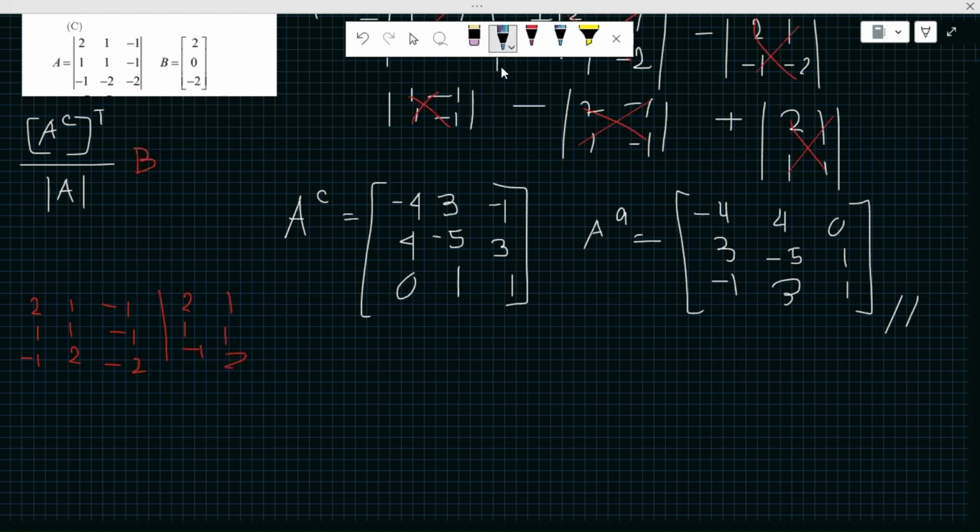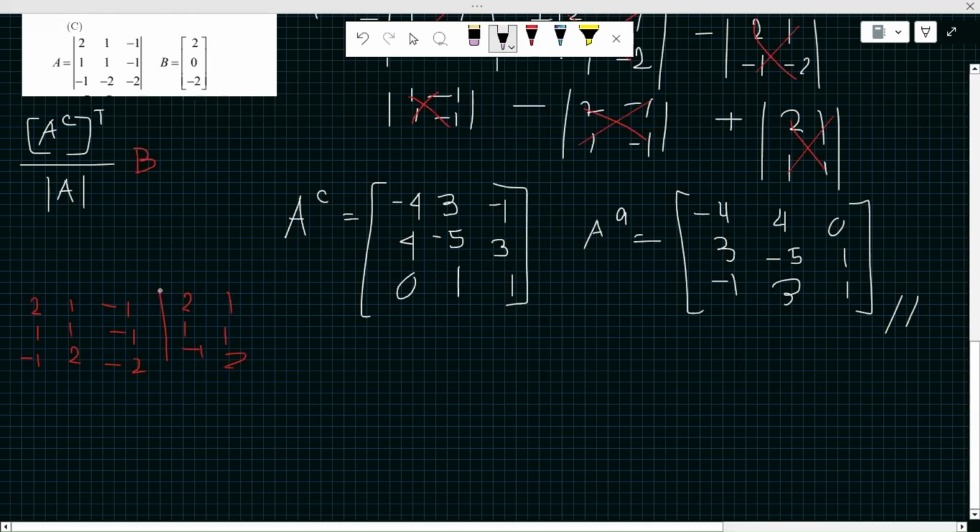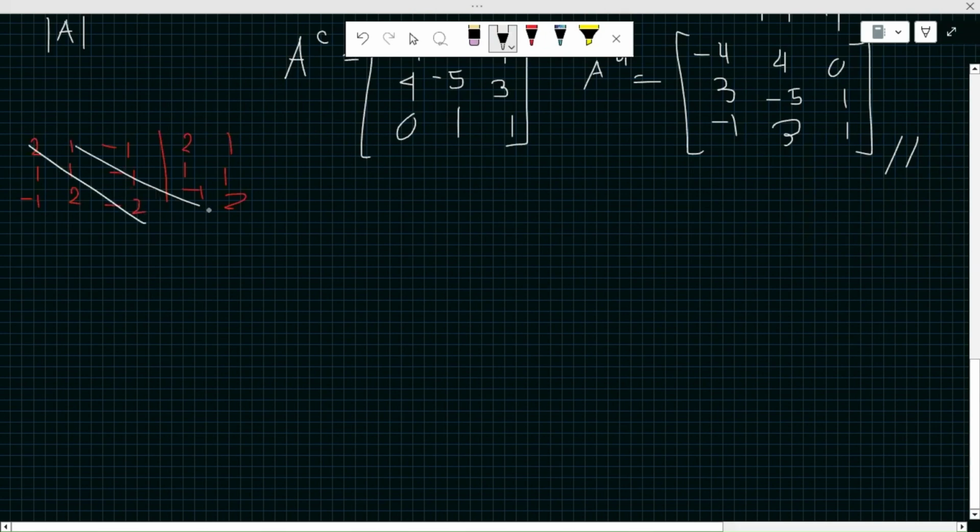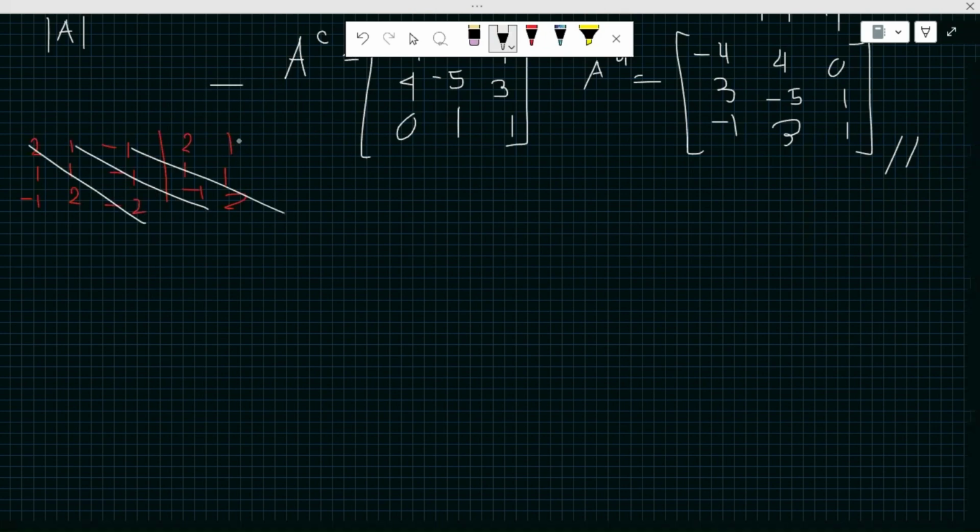And then multiply diagonally this part, and this part, subtracted by the opposite diagonal, which is here. Okay, so let's do that. 2 times 1 times -2 is -4, plus 1 times -1 times -1, that's +1, plus -1, 1 times 2, that's -2.